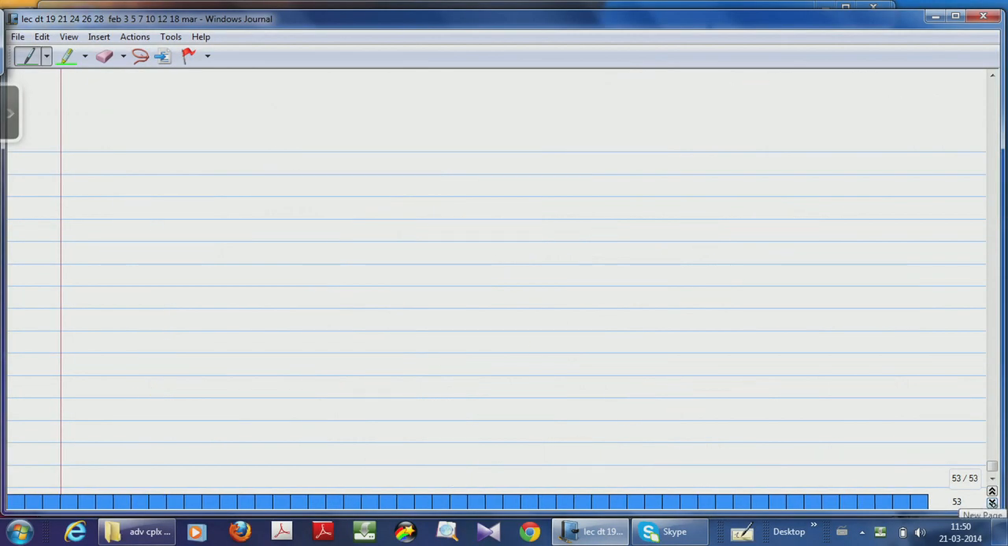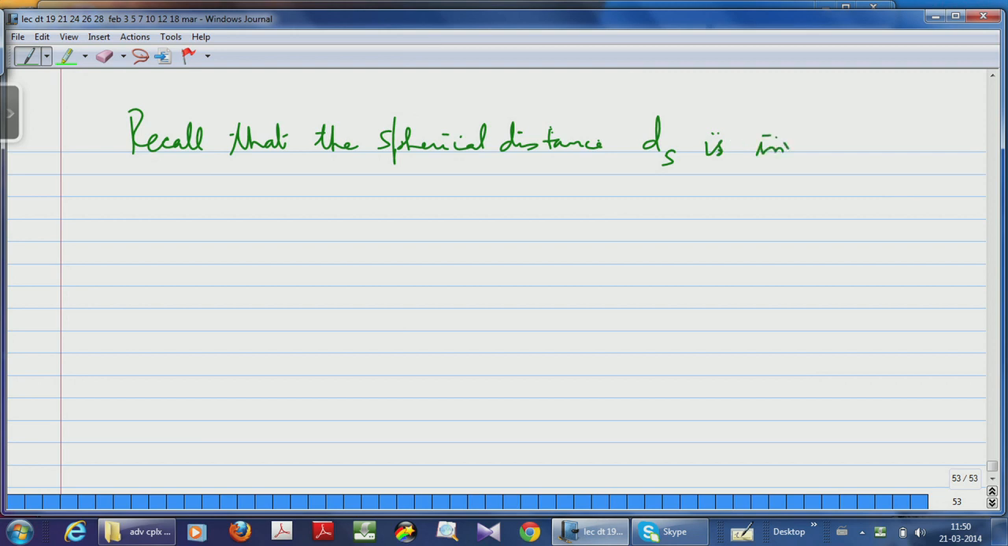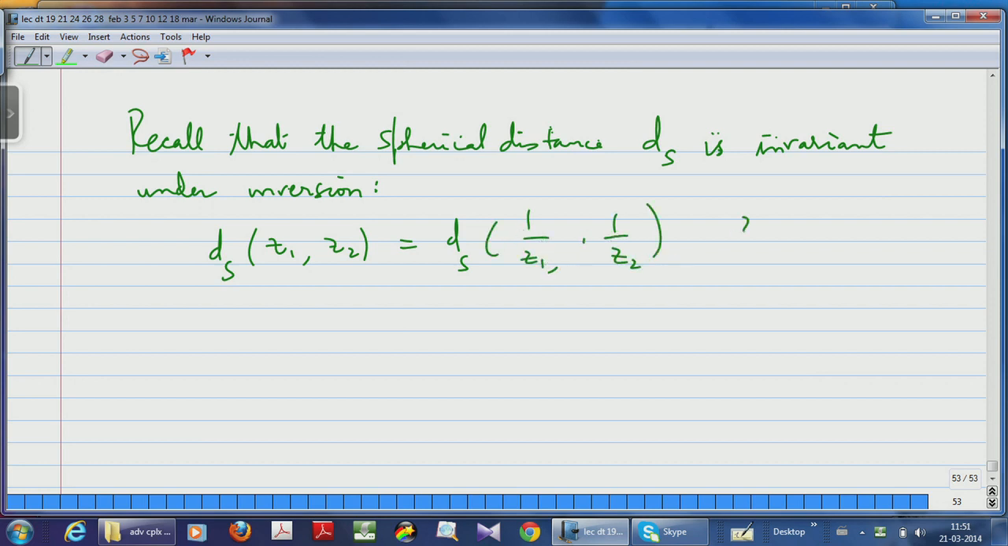So you see, recall that the spherical distance d sub s is invariant under inversion. So you have the spherical distance between z1 and z2 is the same as the spherical distance between 1 by z1 and 1 by z2, where z1 and z2 are now taken to be in the extended complex plane. And in the extended complex plane, mind you, 1 by 0 is defined to be infinity and 1 by infinity is defined to be 0. This is the convention.